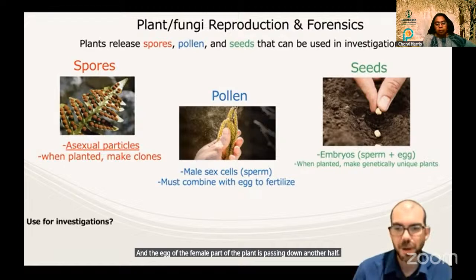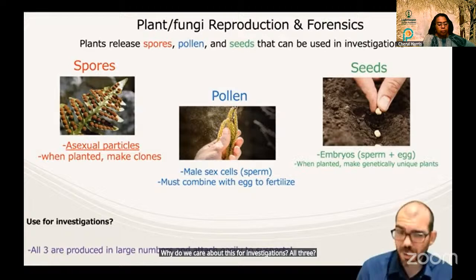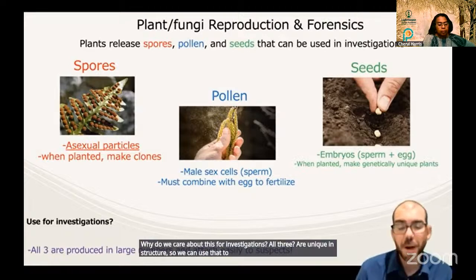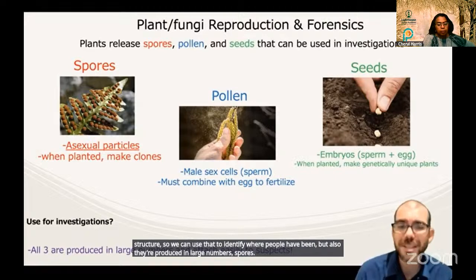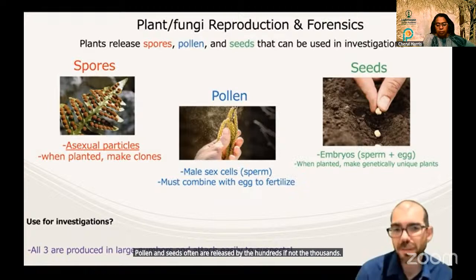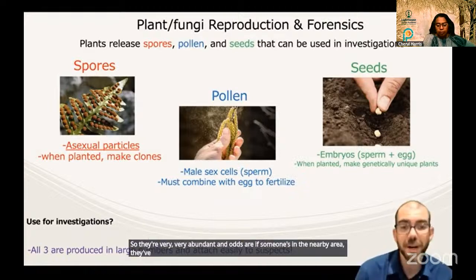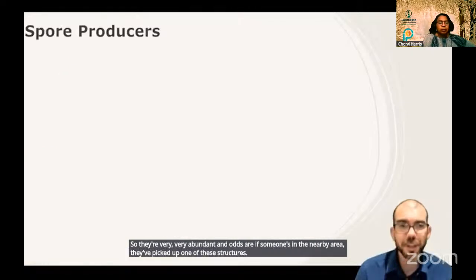Why do we care about this for investigations? All three are unique in structure, so we can use that to identify where people have been, but also they're produced in large numbers. Spores, pollen, and seeds often are released by the hundreds, if not the thousands. So they're very, very abundant, and odds are if someone's in the nearby area, they've picked up one of these structures. Let's look at some spore producers.